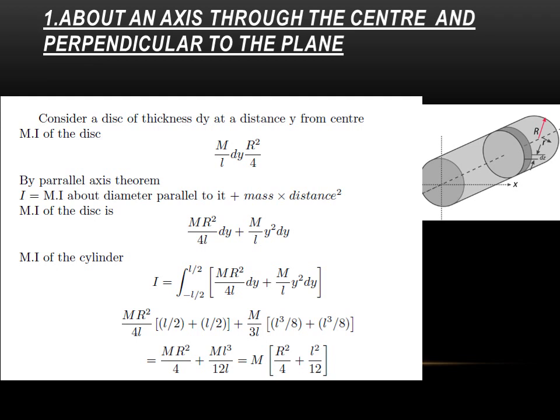So the moment of inertia of the cylinder can be calculated by integrating between the limits minus L by 2 and plus L by 2. On integrating and solving, you will get the moment of inertia of the cylinder as M into (R square by 4 plus L square by 12).